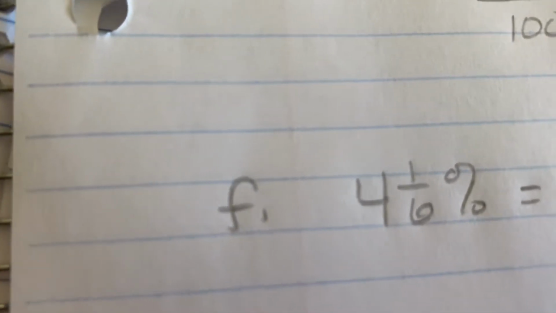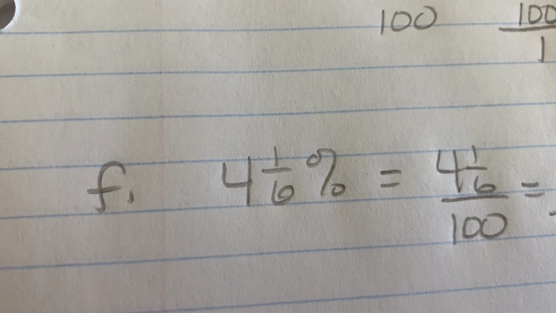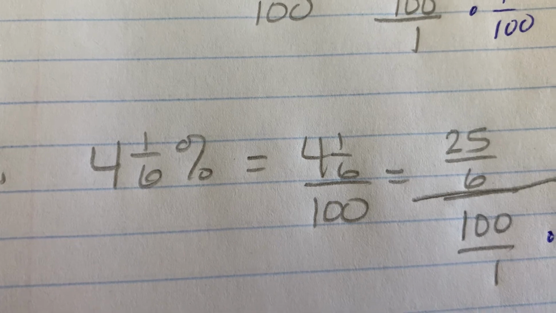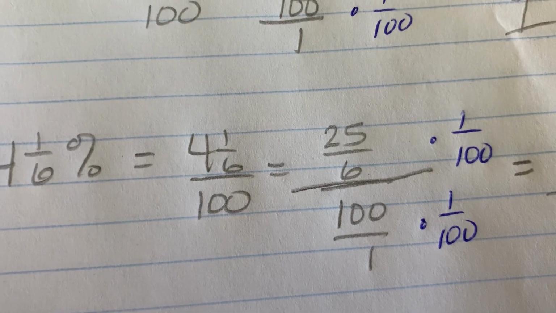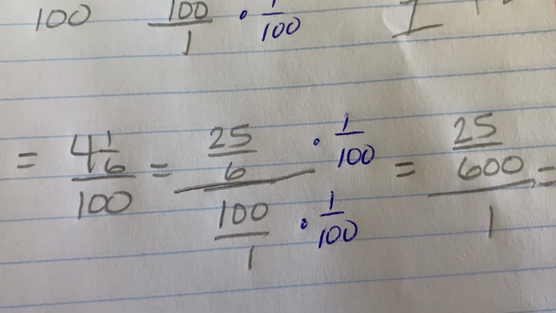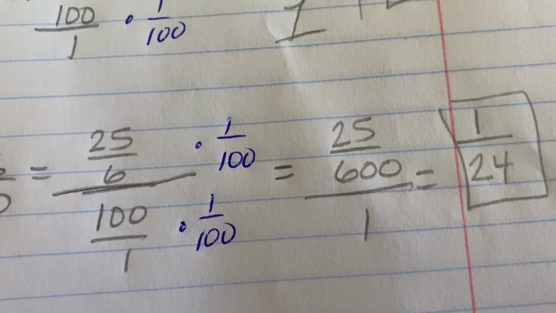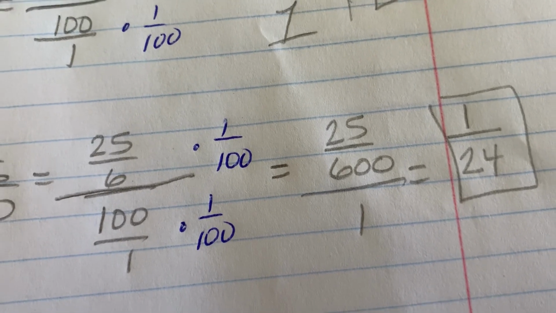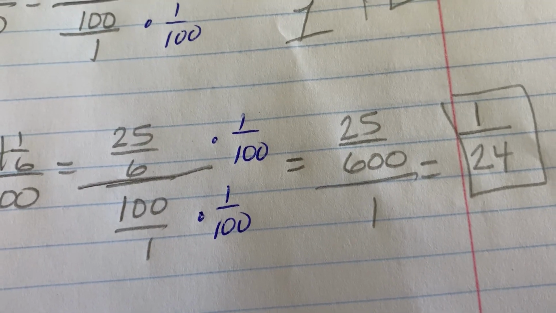Okay, 4 1/6% is 4 1/6 over 100, which changes shape to 25/6 over 100 over 1. Multiply by the reciprocal on the denominator of the denominator. I get 25 6/100 over 1, which reduces to 1/24 over 1, or 1/24. Okay, there you go. Shoot me a picture of your completed work of both notes and practice set.